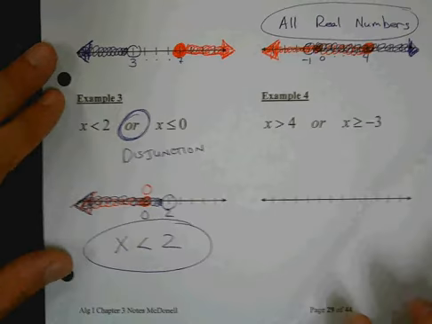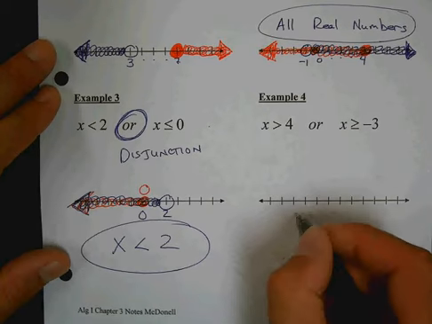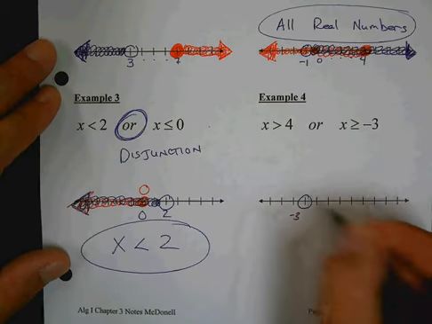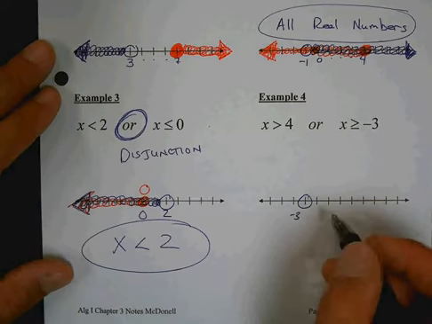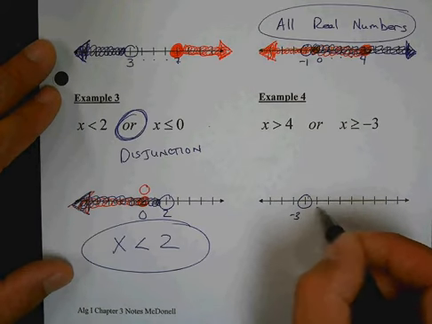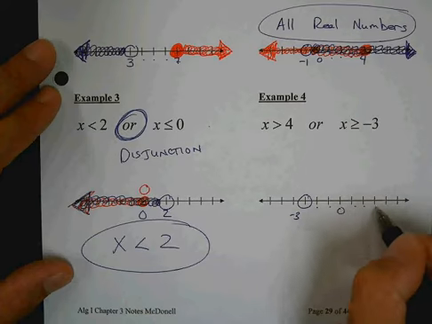Look at our fourth one. Here's negative 3. Can I have Jonathan Canty resume services? Sure. Thank you. Negative 2, negative 1, 0. 1, 2, 3, 4.